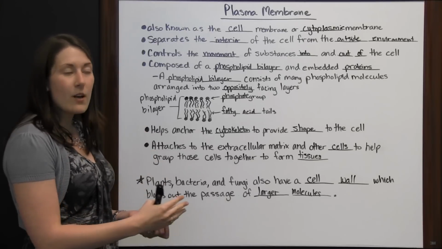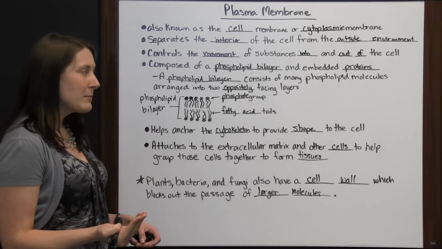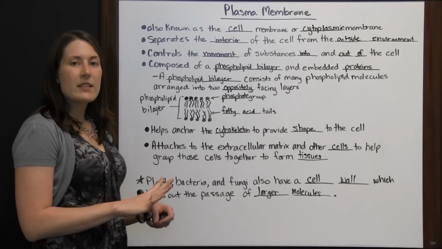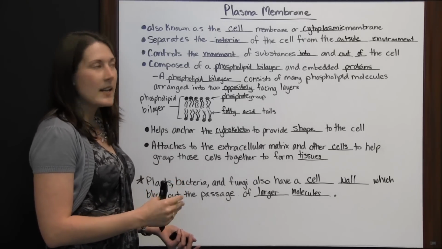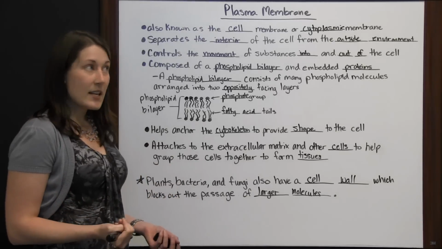Something can get through the cell wall, just as something can get through the plasma membrane. But the purpose is to try to keep out anything that the cell doesn't need or want in it, and to let in what the cell needs.